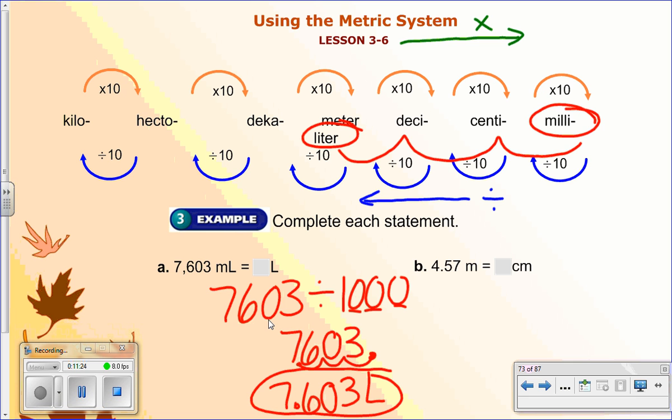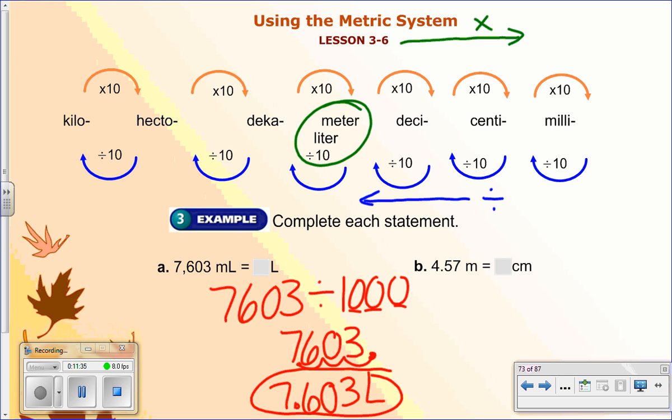All right, and again, we can do B together as well. I'm going to erase my work from up here. And I have 4 and 57/100 meters. Oh, well, here is meters. And I need to figure out how many centimeters that is. So I take a look. Well, here they are. So I have to go 1, 2. All right. So I have 4 and 57/100.